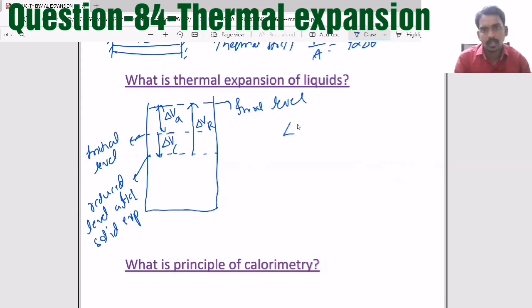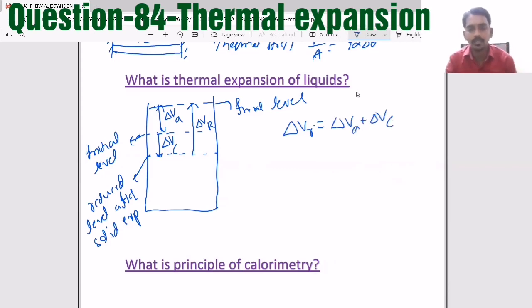So delta V real equals delta V apparent plus delta V container. That means what we observe is from initial to final. What actually happens is from reduced level to final. So there are two types of expansion in case of liquids, and gamma real equals gamma apparent plus gamma container.